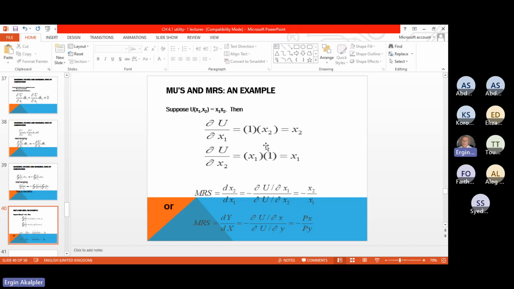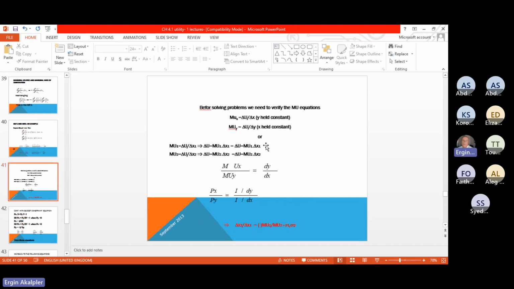Then the marginal rate of substitution, delta x2 over delta x1, is delta u over delta x1 over delta u over delta x2, which is equal to minus x2 over x1. The marginal rate of substitution for y, delta y over delta x, is equal to minus delta u over delta x over delta u over delta y, which is equal to minus px over py. Of course, you are questioning where all this comes from, and I will explain a little bit more, don't worry.